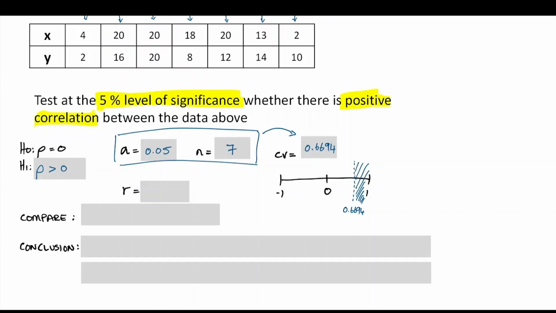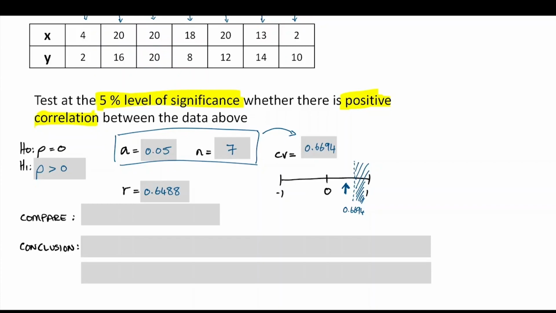Okay, the diagram's set up. We now need to calculate our R value. To calculate R, we're going to put these 2 lists, X and Y, into our calculator, and we're going to use the correlation summary screen under the calculation menu. When you put all of that through, you get R equals 0.6488. That is outside of the shaded region. We're not going to reject H0. This is not a significant result. There is not enough evidence to reject H0.